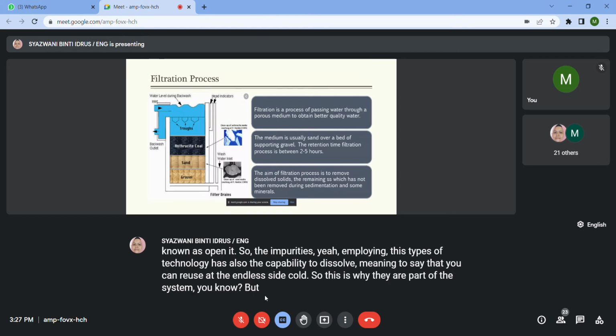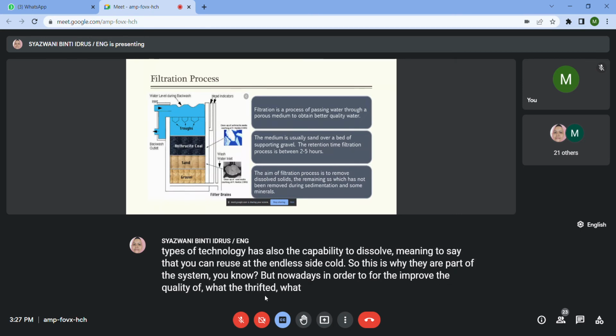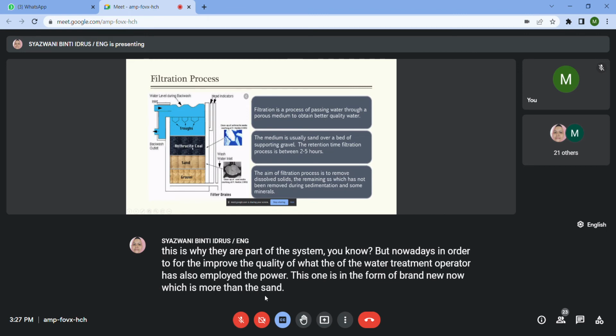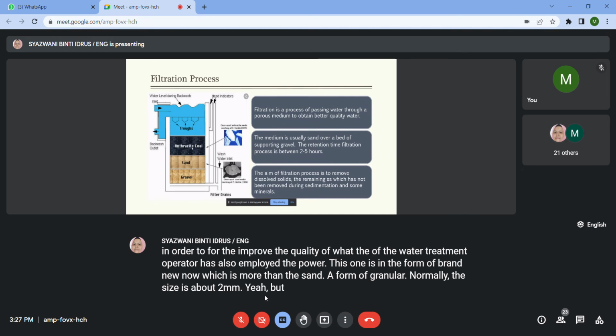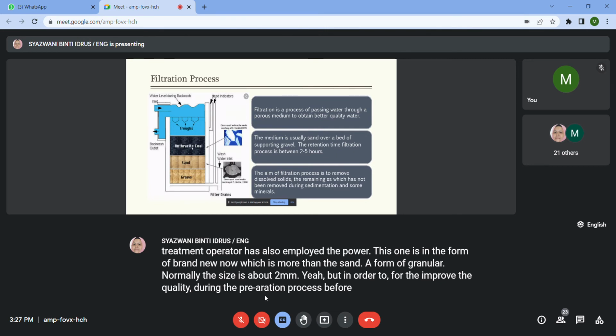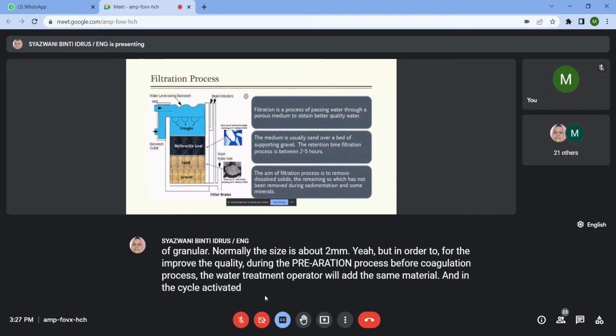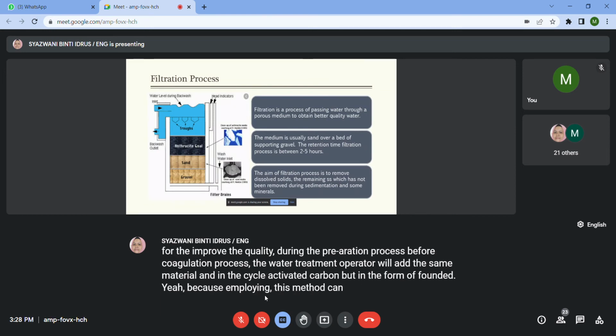But nowadays, in order to further improve the quality of the treated water, water treatment operators have also employed powdered carbon. This one is in the form of granules, smaller than the sand, normally about 2 mm. But in order to further improve the quality, during the pre-aeration process, before the coagulation process, the operator will add the same material, anthracite coal activated carbon, but in the form of powder, because this method can further improve the quality.